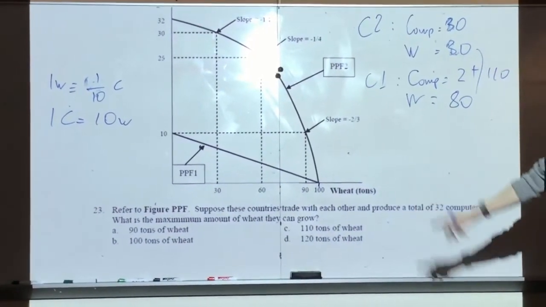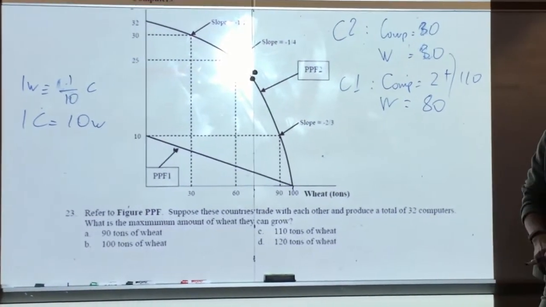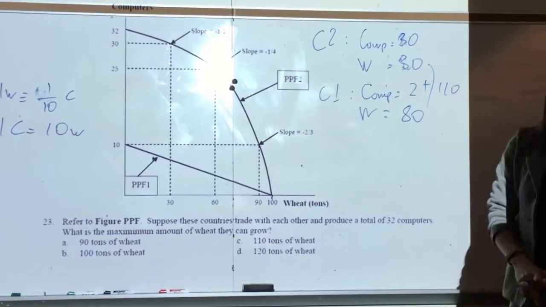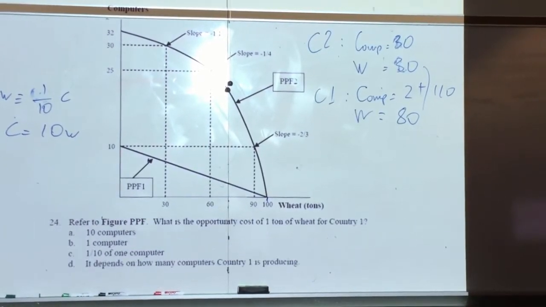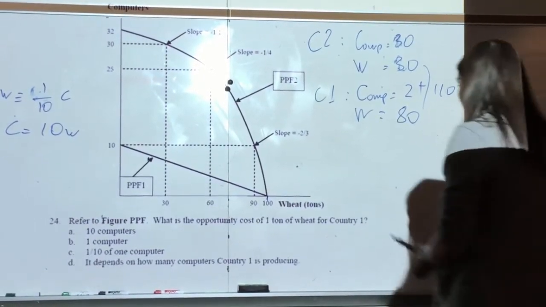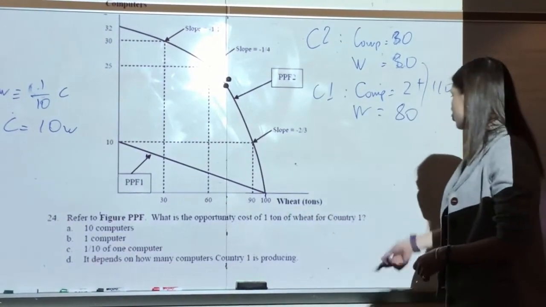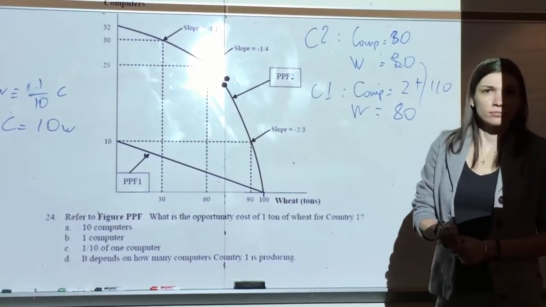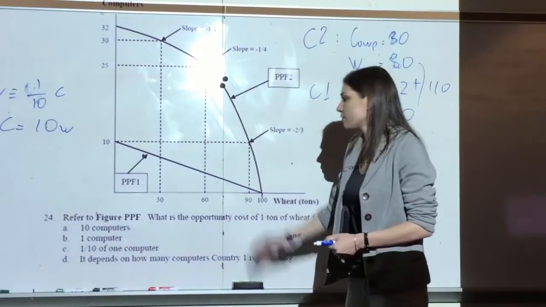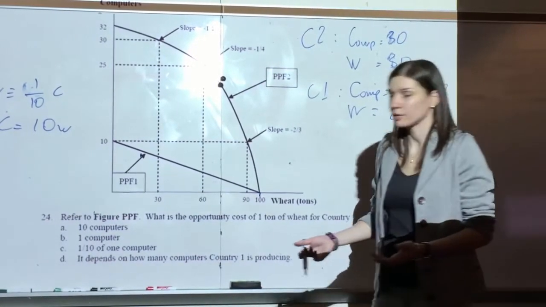The question is what's the total amount of wheat they can grow? The answer is 110. What is the opportunity cost of 1 ton of wheat for country 1? Oh, we just did that. The slope of the PPF. And it is what? 1/10.